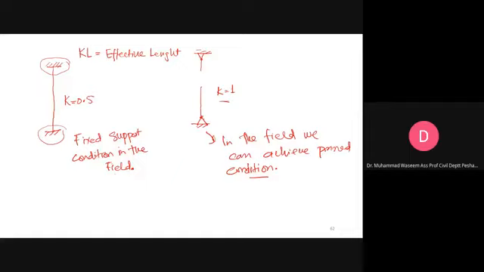But from the academic point of view, you will see some examples of problems with this type of support condition and that type. You can also have a support condition where one end of the member is pinned and the other is fixed. This will be the deflected shape here, and the K value for this scenario for the compression member is 0.7, if I remember correctly.